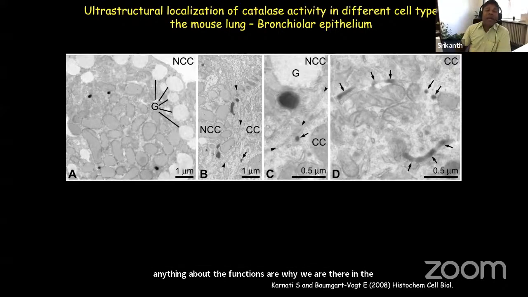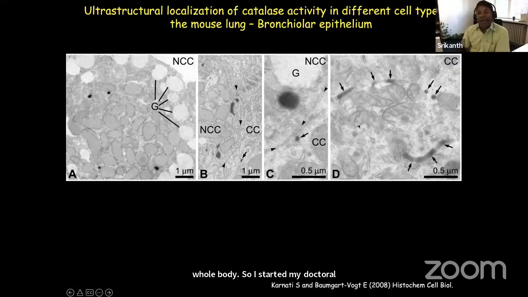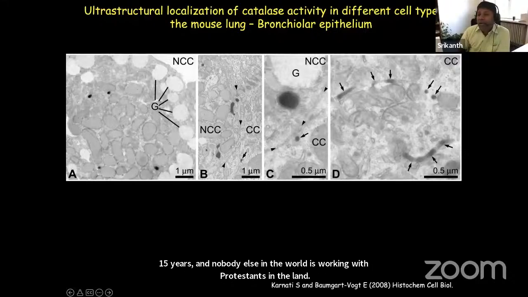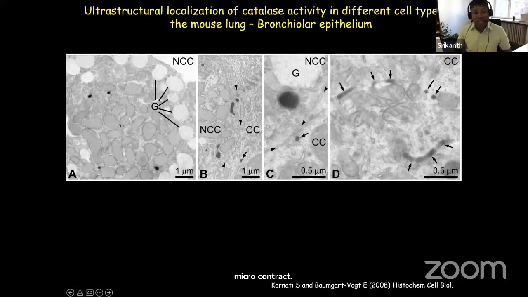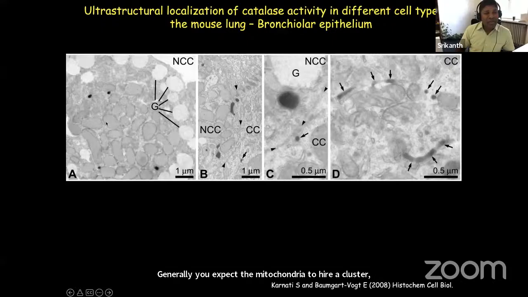So I started my doctoral thesis with the lung, and I'm still working with these organelles after 15 years, and nobody else in the world is working with peroxisomes in the lung. So you see, this is a typical transmission electron microscopy image of a club cell. We are talking about the terminal bronchioles, where you can clearly see the mitochondria. Generally, you expect a mitochondria to have cristae, but in the club cells, you have a completely different mitochondrial structure. And you can very nicely see the granules of the non-ciliated cell. These are the club cells.